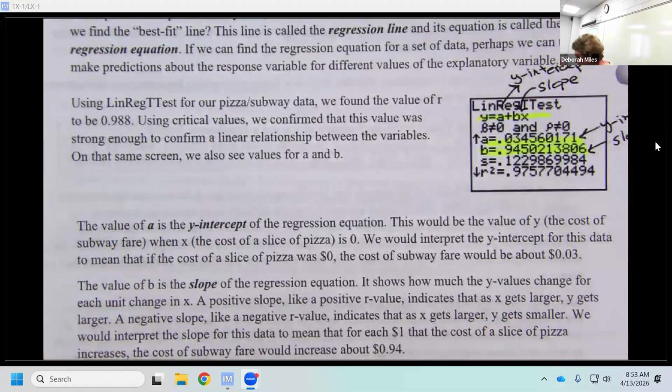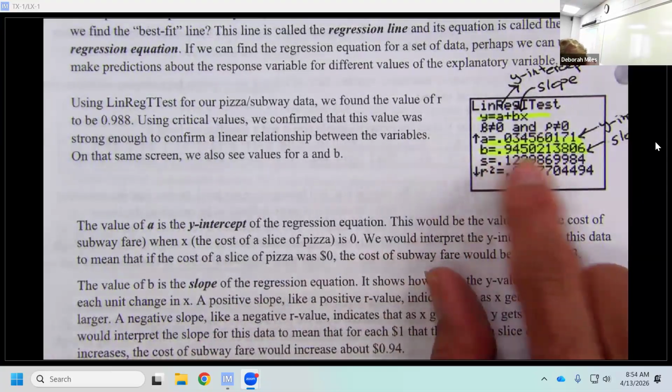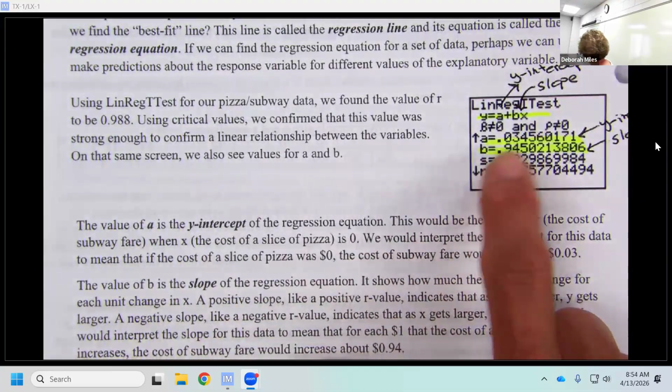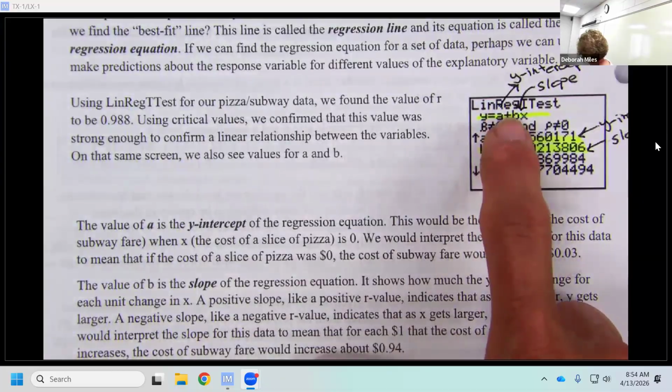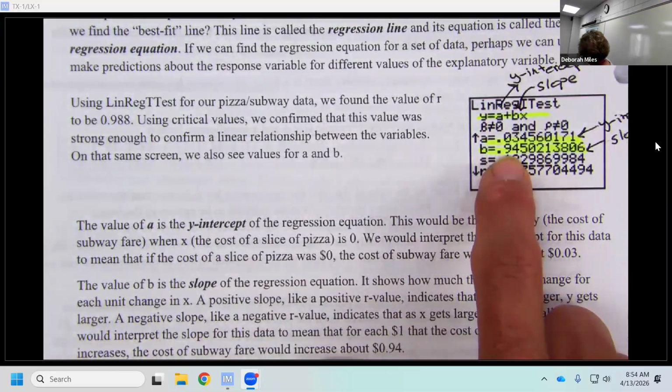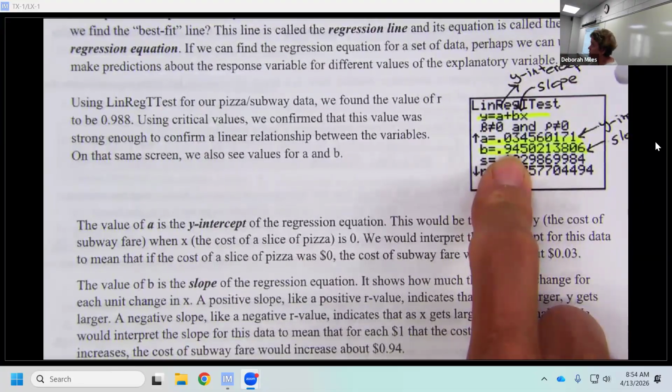So for our pizza Subway data, the slope being about 0.945, that's the coefficient of X, that's your B, just round it to 0.95. That means for each dollar that pizza goes up, Subway fare goes up about 95 cents. That's what that slope means.